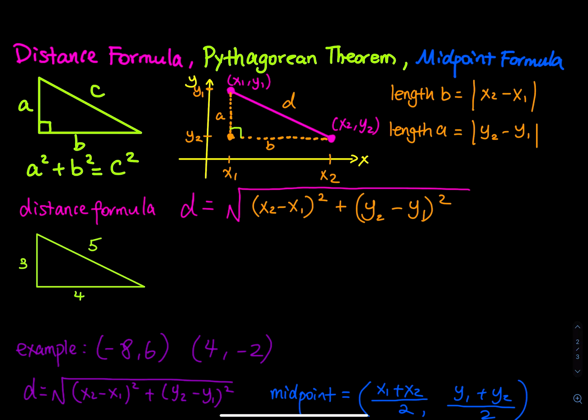And now take a look. For the length A, I use the absolute value of y2 minus y1. You might be asking, hey, y2 is less than y1. When you take y2 minus y1, that is going to be negative. Right, you're right, that is going to be negative. That's why we use an absolute value. So when you put an absolute value over there, the value becomes positive, which makes sense because length must be positive.